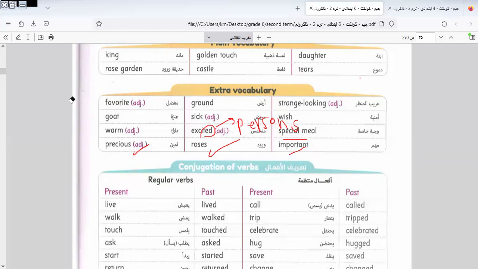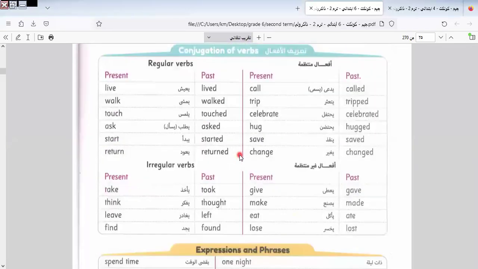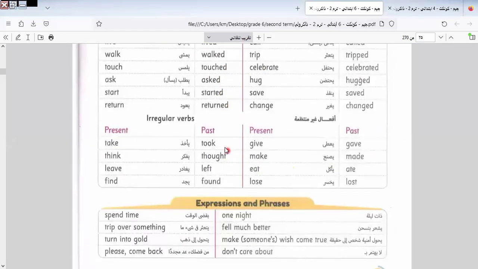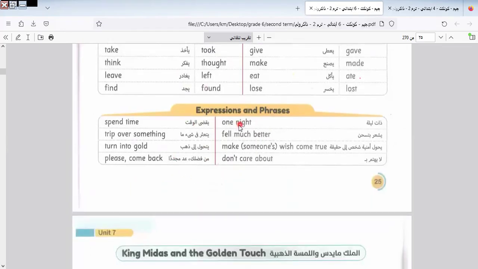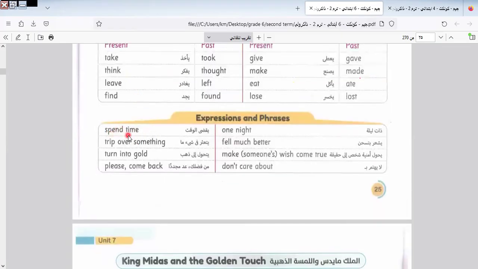Let's go to the next item here, and we stop here on this page. Next class we will continue. Here we have regular and irregular verbs. As we know before, regular verbs add ed, like lived, walked, touched. In irregular verbs, the verb changes completely, like take, took, think, thought, leave, left, and so on. Here we have some expressions we must know to be able to write a good paragraph, like spend time, one night, trip over something, feel much better, turn into gold, make someone's wish come true, please come back, don't care about.